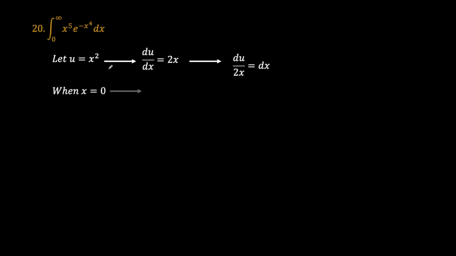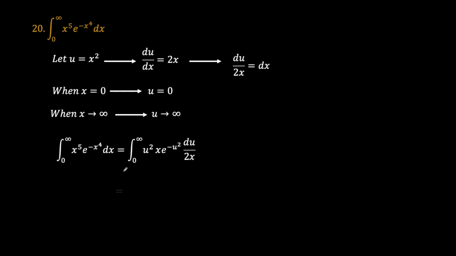Problem 20, which is the integral of x to the power 5 times e to the power negative x to the power 4 from x equals 0 to infinity. This is interesting. First, I would like to say, well, let u be equal to x squared, such that du dx is 2x, and therefore du over 2x is equal to dx. Now, when x equals 0, that means that u equals 0. When x tends to infinity, u also tends to infinity.